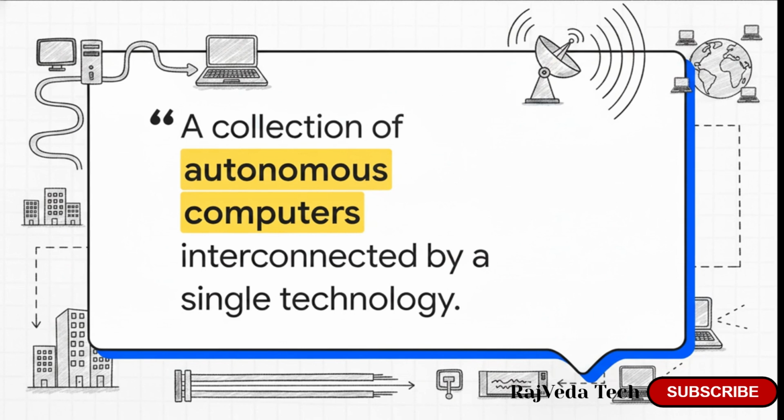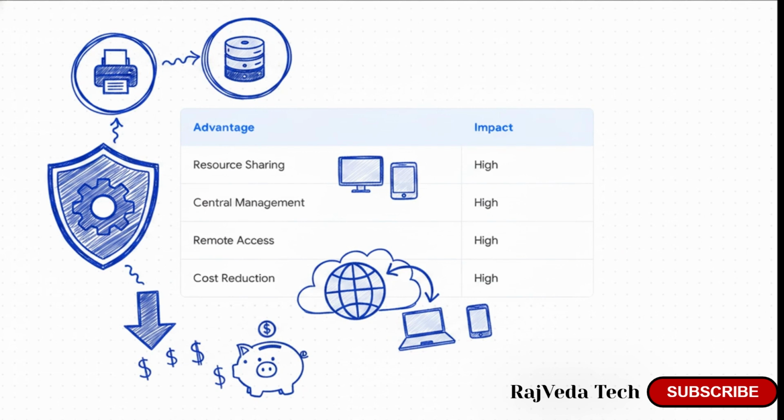Unpacking that a bit, it just means that as long as independent devices can exchange info over some kind of link, they form a network. And that link doesn't have to be copper wire. It can be fiber optics, microwaves, infrared, even satellites. From a tiny LAN in a college dorm to the massive global internet, they literally all operate on this exact foundational concept. And the payoff for building these massive macro structures? Absolutely game-changing.